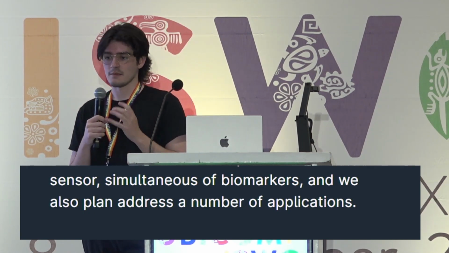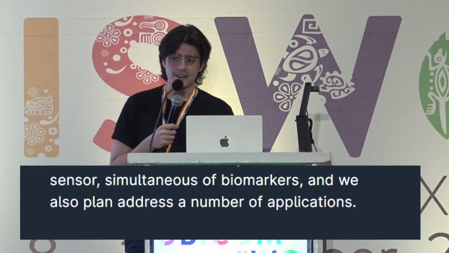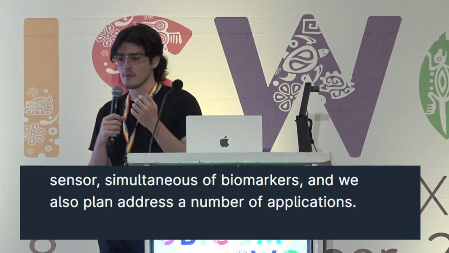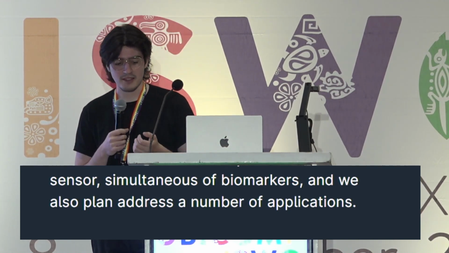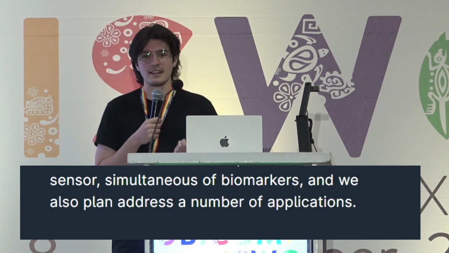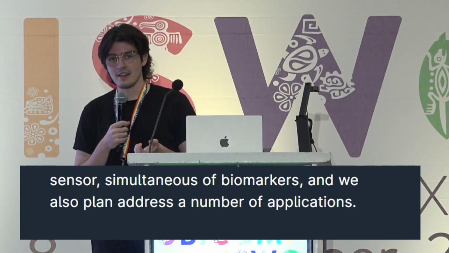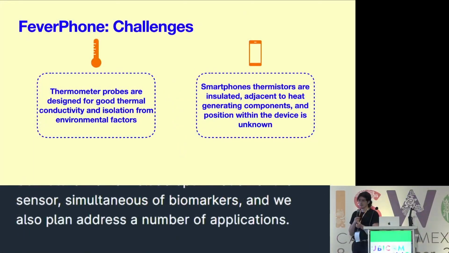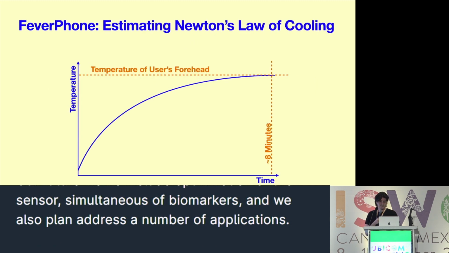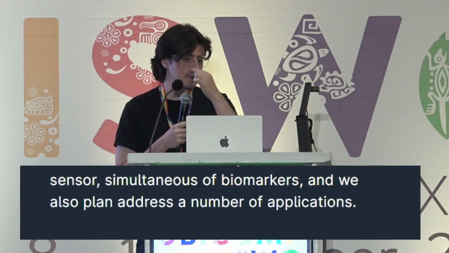Obviously, you would imagine that there's some challenges here. Notably, a thermometer is a purpose-specific device where the probe is designed for good thermal conductivity and isolated from environmental factors, whereas a smartphone has this thermistor buried within the chassis in between heat-generating components and positioned somewhere in the device. And so we have to figure out a way to model that and extract the core body signal from the sensor that's not originally designed to do that.